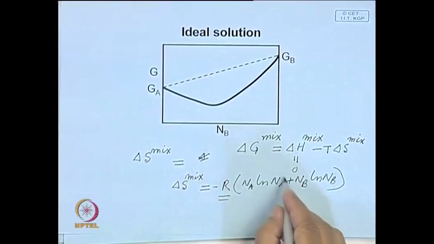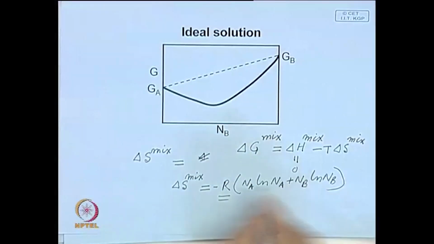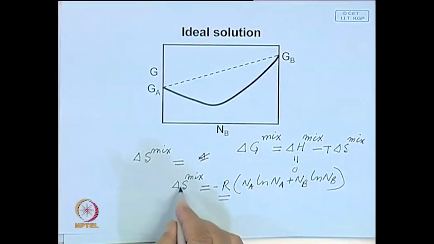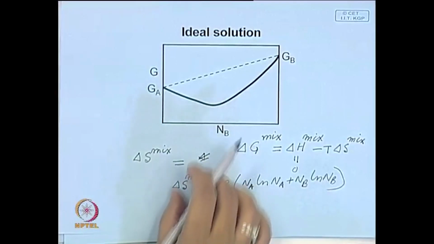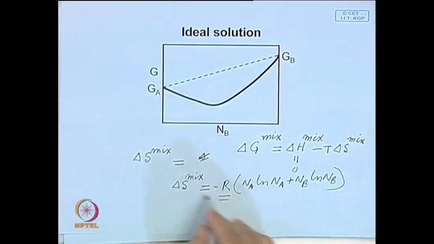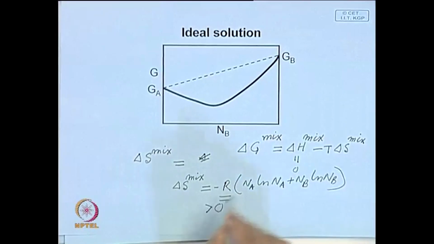What you can see is that this atom fraction will always be less than 1. So whenever you are mixing, what is happening? The disorder increases. So this is positive, and delta S mixing is always greater than 0.